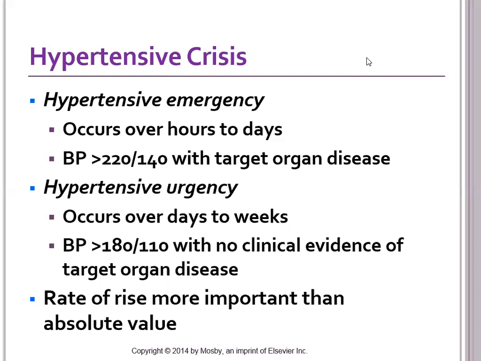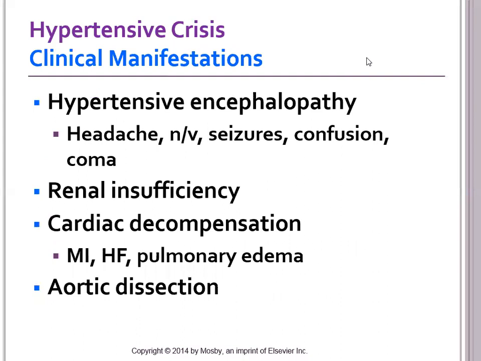In your book on page 698, there are some other causes. There's a little table there that talks about reasons why patients can have hypertensive crisis. So, clinical manifestations of hypertensive emergency: these patients will have hypertensive encephalopathy, a sudden rise in their BP, a severe headache, nausea, vomiting, seizures, confusion, coma. This can also be seen in patients that all of a sudden stop taking their blood pressure med for whatever reason. These patients will have a rebound hypertension.